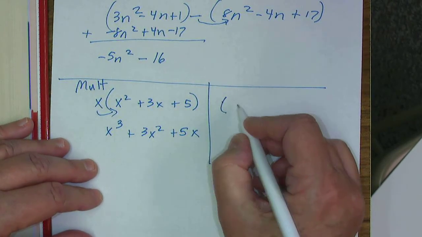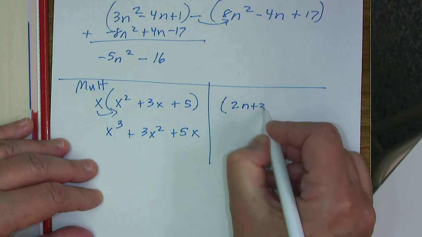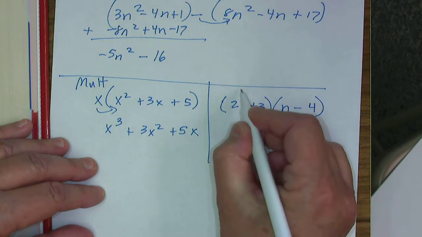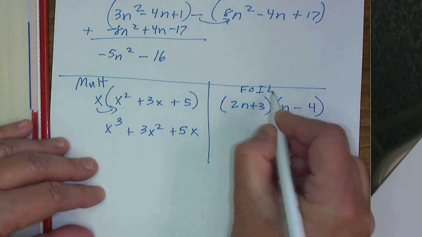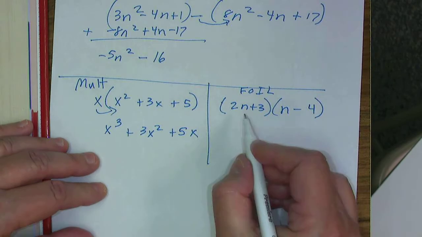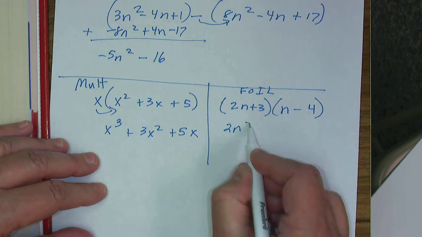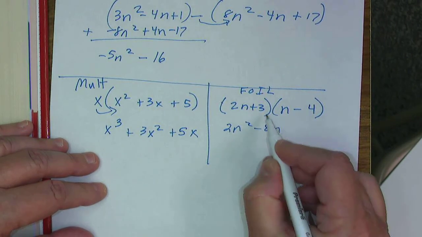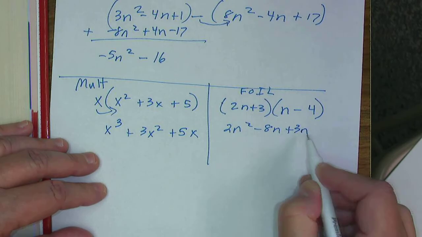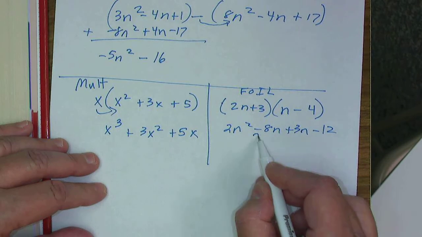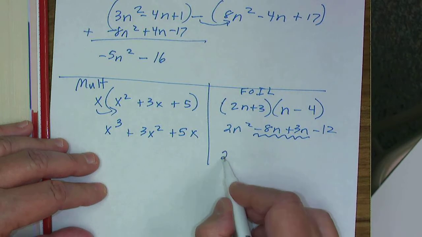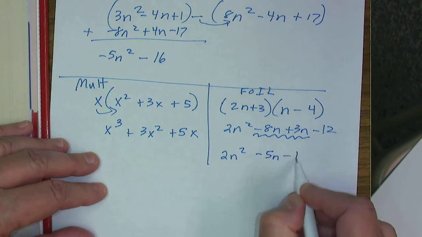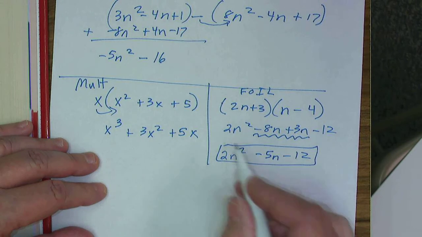Let's take 2n plus 3 times n minus 4. When you have two binomials, this is FOIL. Your first terms, 2n squared. Your outers, minus 8n. Your inners, plus 3n. Your last, minus 12. Typically, the middle terms will join together as like terms. That would be a minus 5n minus 12. That would be your answer.